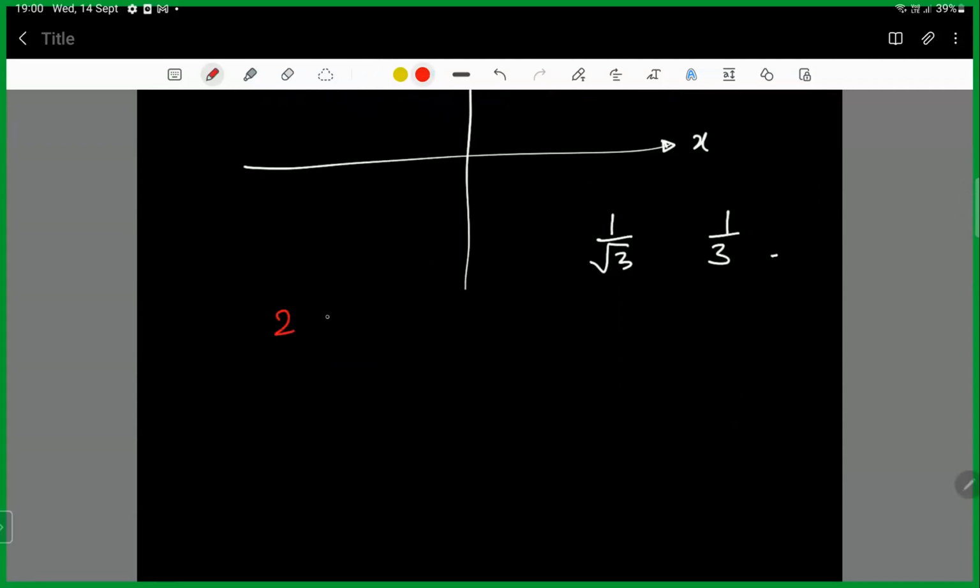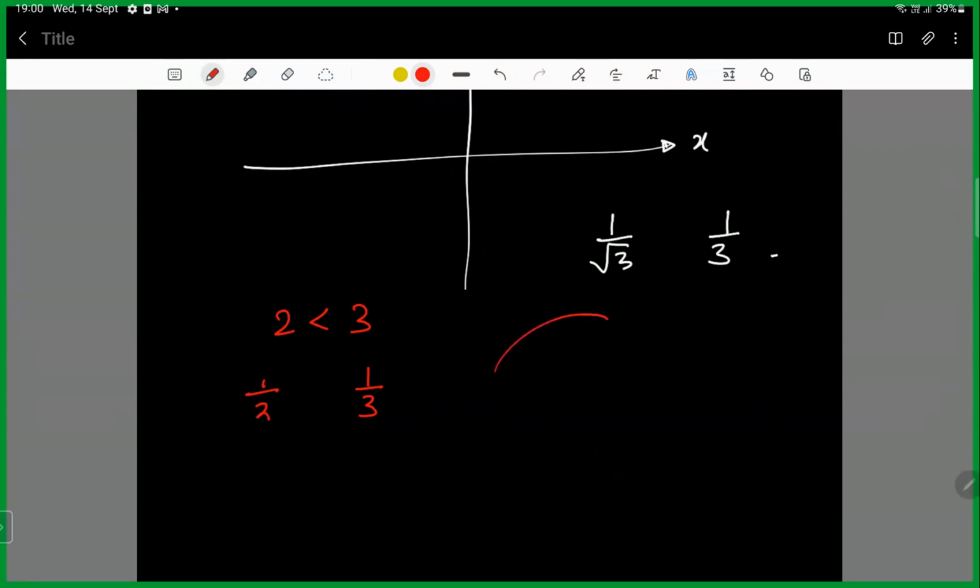Which one is greater, 2 or 3? 2 is greater than 3, is it? No. 2 is lesser than 3, right? 1 by 2 is what? Is it lesser than or greater than 1 by 3? I think I have done this one more time while we were having functions. Which one is greater, 1 by 2 or 1 by 3? 1 by 2, right? 1 by 2 is greater.